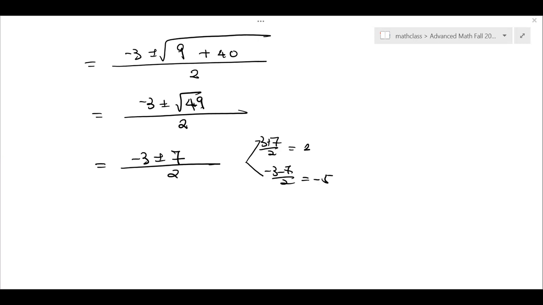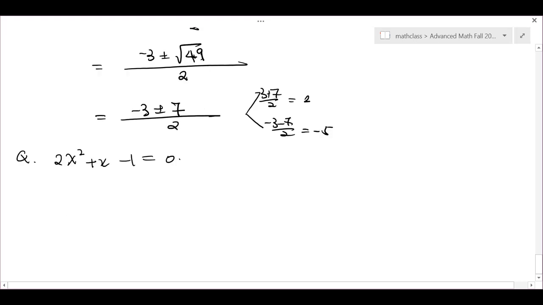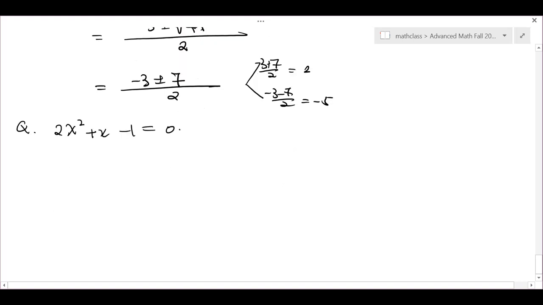All right, so take a look at the next problem. You are given the leading coefficient 2. Now can you solve this problem? Find the solutions to this equation. Do you remember the quadratic formula? Yeah, please go ahead and work on this.